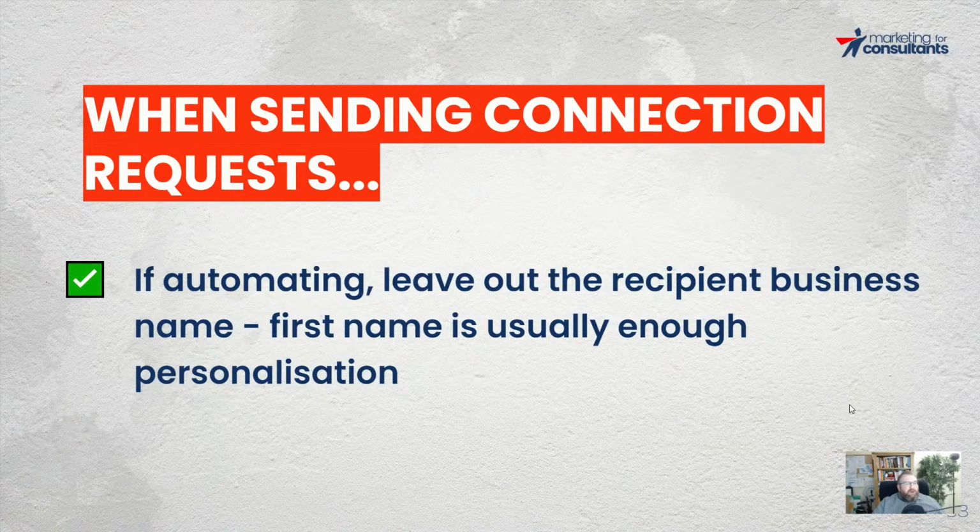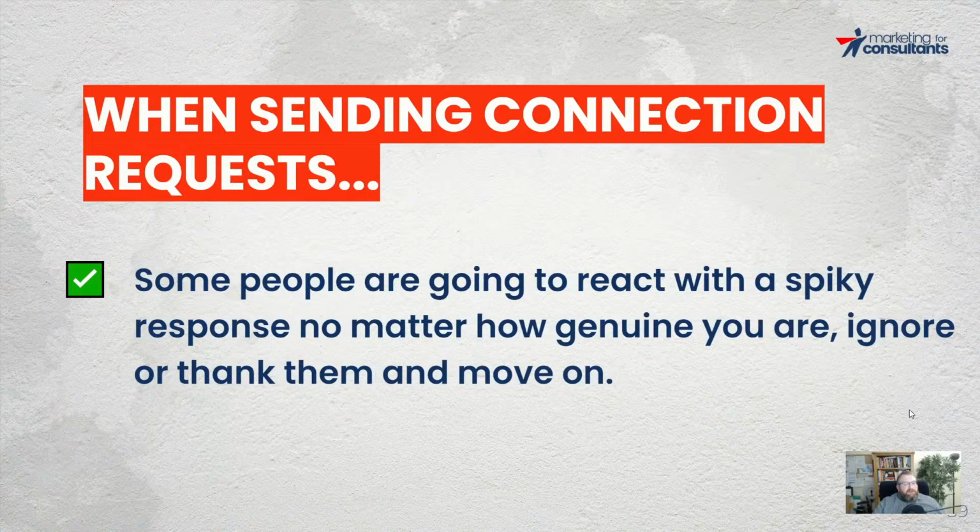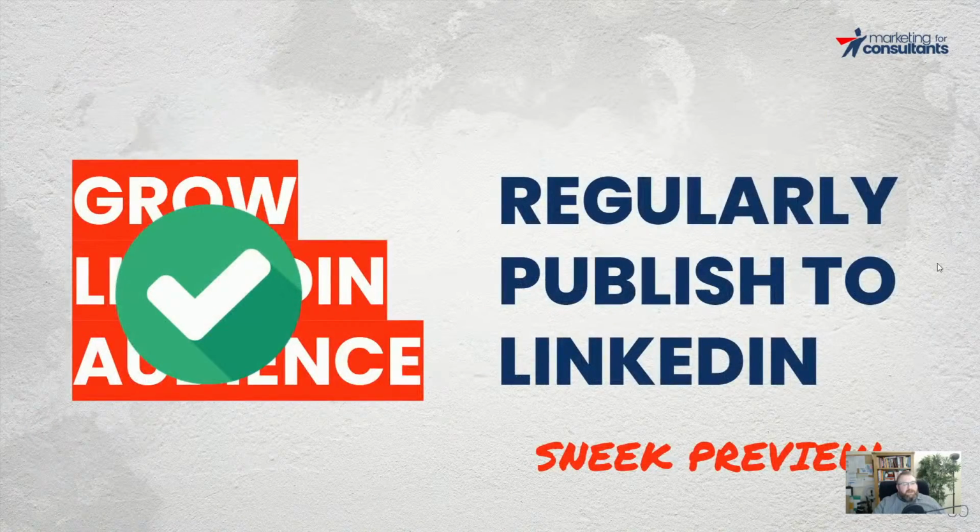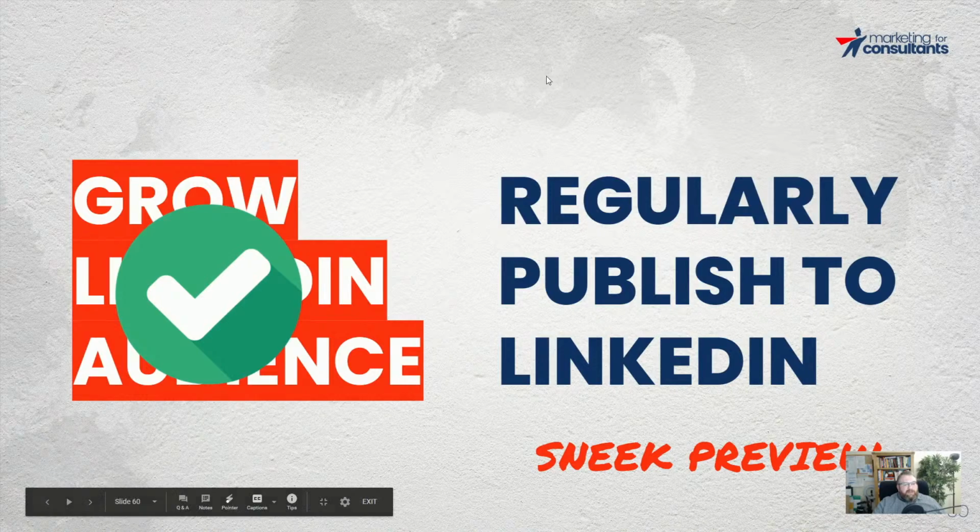If you are automating, leave out their business name. If you use somebody's exact business name, it's usually going to signify that you are using automation. Ideally, just use their first name. Some people are going to be spiky. If you send enough connection requests on LinkedIn, you're going to hit somebody who's having a bad day, and they're going to get annoyed with you. So ignore them, thank them, or move on. So that is growing your LinkedIn audience.